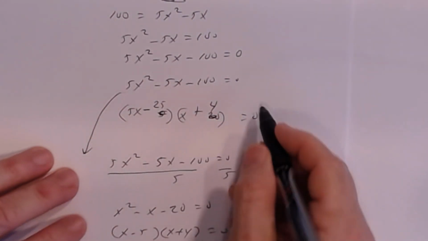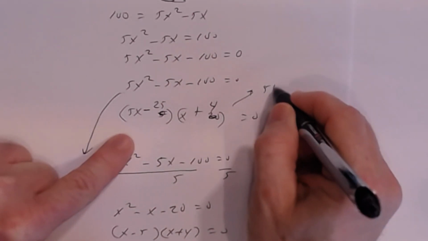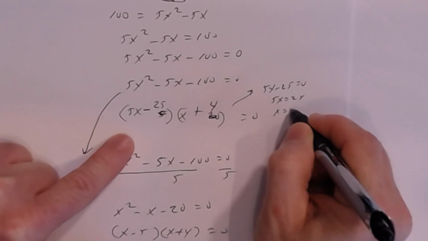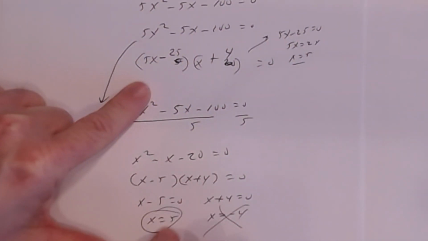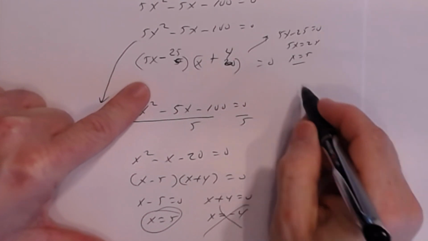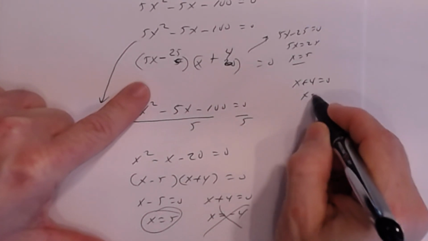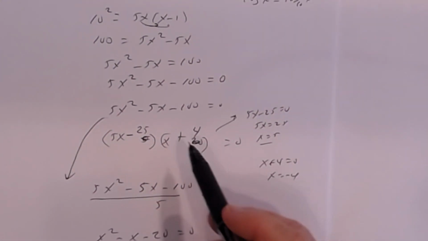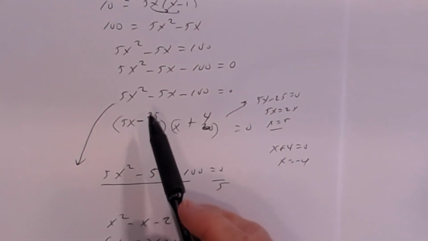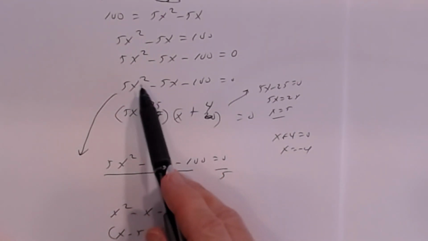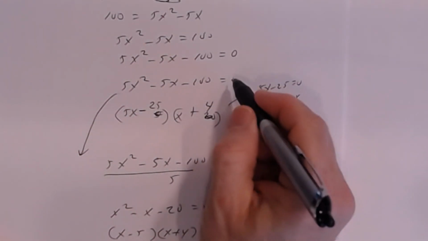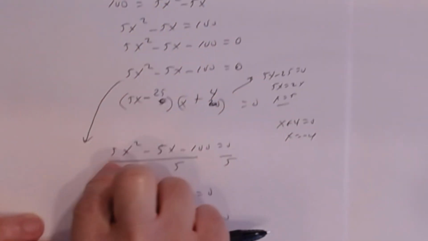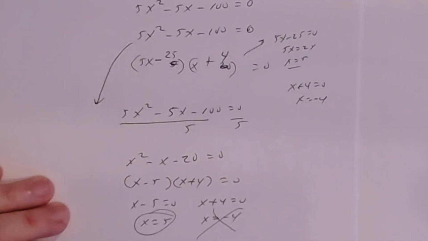And then you would set each factor equal to 0. So if I set each factor equal to 0, I get 5x minus 25 equals 0. 5x equals 25, x equals 5. And that's what we got here, right? Over here, x plus 4 equals 0, x equals negative 4, and that's what I got here. All right. So just know that if you're dealing with a quadratic equation and you have a GCF other than 1, I would just go ahead and divide both sides by that number to make this easier to deal with.